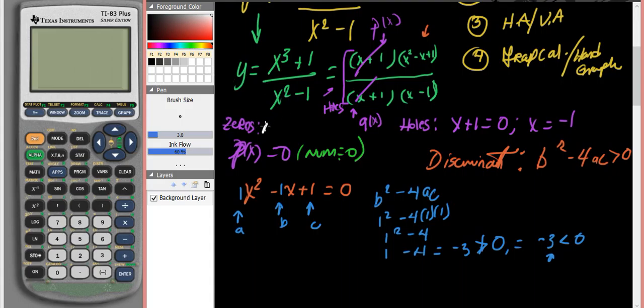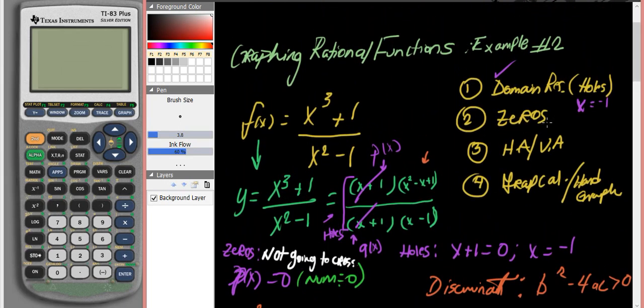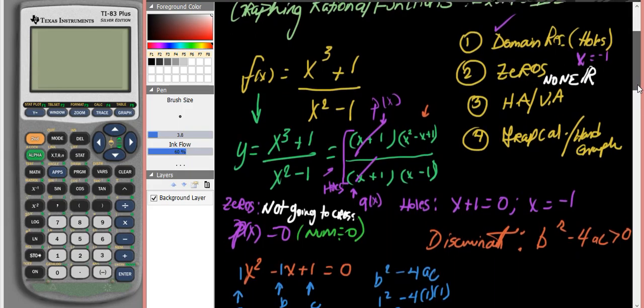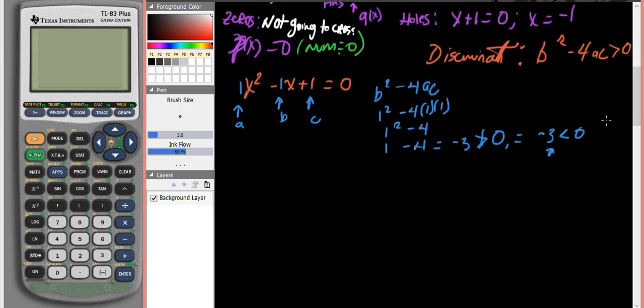We're not going to cross our x-axis. That's what we have to see here. So none. Okay? There are no real solutions here. Let's make sure we emphasize that they're non-real solutions. Okay, next, what we'll do is we will go ahead and find the next thing, which is a horizontal asymptote.